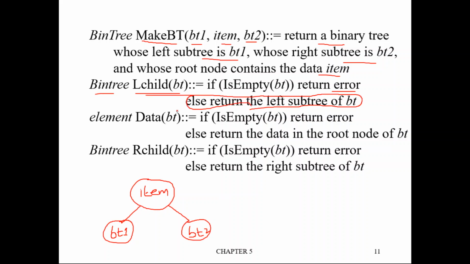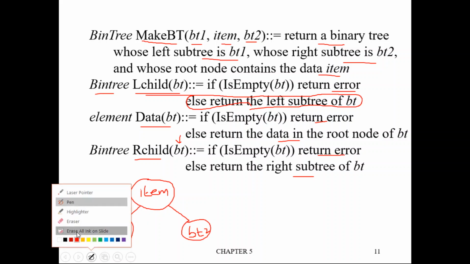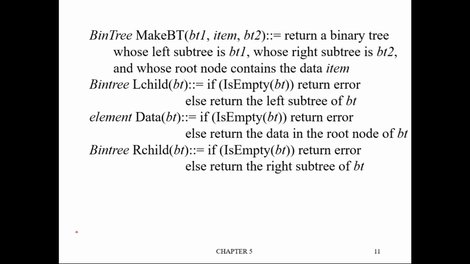Similarly, data of BT will check whether the node is empty or not. If it is empty, it will return error. Otherwise, it will return the data of that particular node, where BT points to any node. Similarly, the next function, right child of BT, checks whether this particular node has a right child or not. If there is no right child, it will return error. Otherwise, it will return the pointer to the right subtree of that node. So these are some of the typical operations that you can perform on a binary tree.